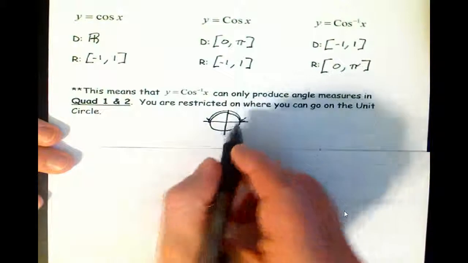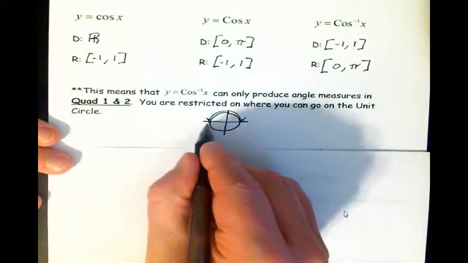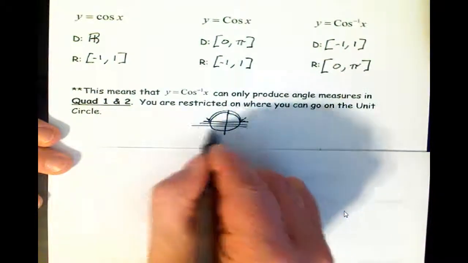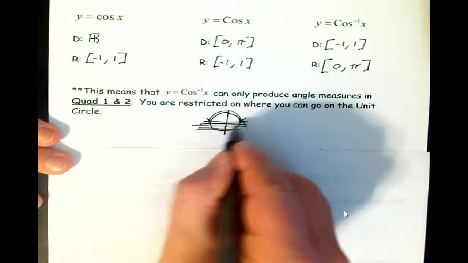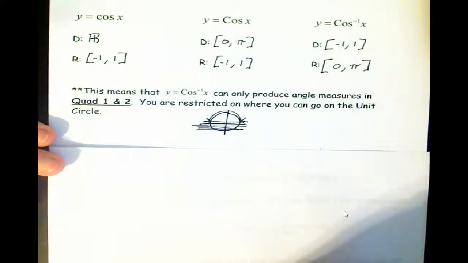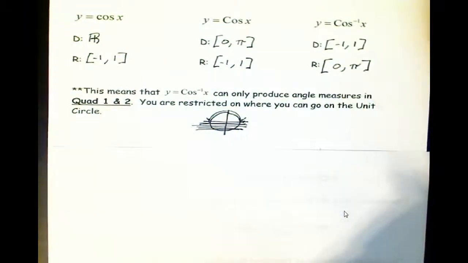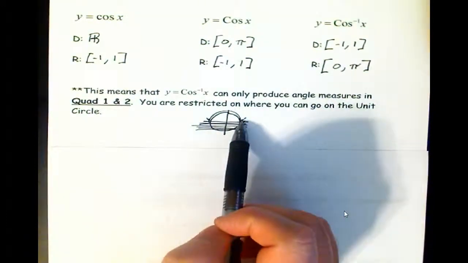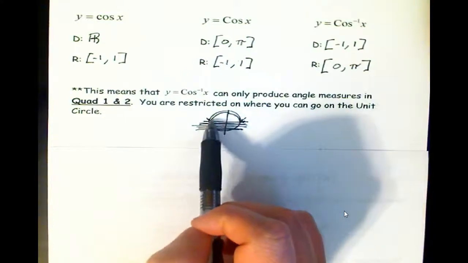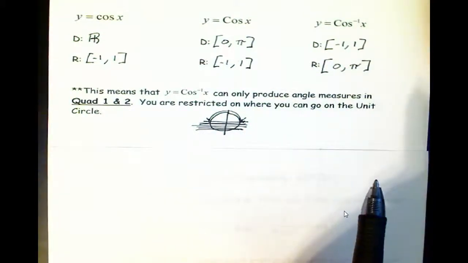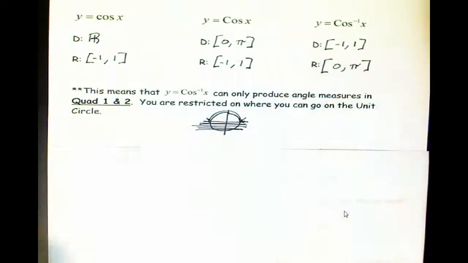Since we've restricted it, we've completely gotten rid of the bottom of the circle. It no longer exists. That's what a restriction is. We have cut this circle in half, so it's no longer there. It's very important to understand this. You can only go from 0 to pi with an inverse of cosine. That's going to make a little more sense in a minute.